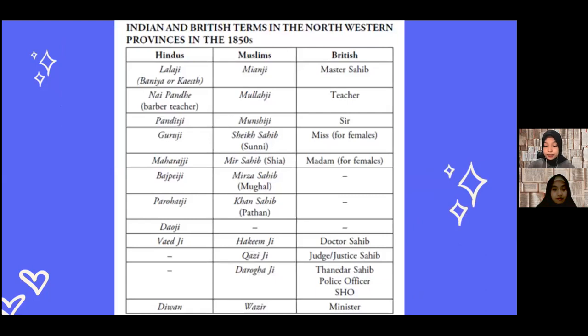Yet another aspect of the relation between linguistic politeness and power is that terms of prestige change according to the power of the community which uses them. For instance, when the British started ruling South Asia, the older titles and forms of address which carried respect earlier became less prestigious, and the British forms came to be endowed with prestige. So this is the table of Indian and British terms in the northwestern provinces in the 1850s.